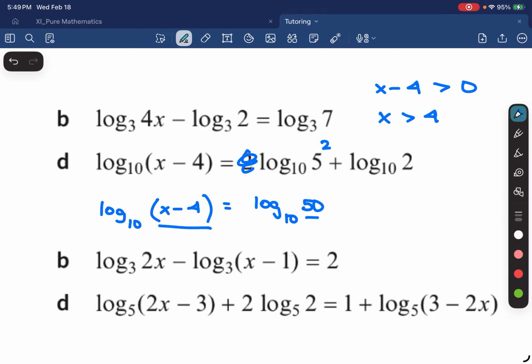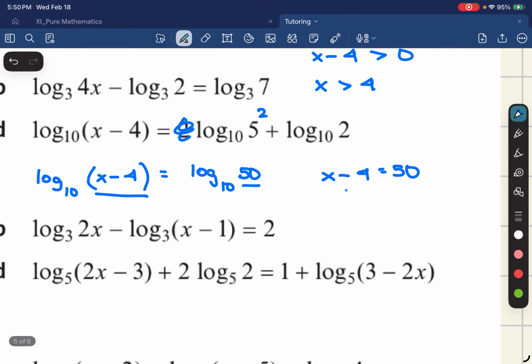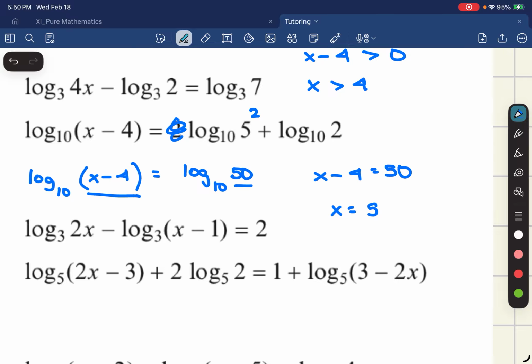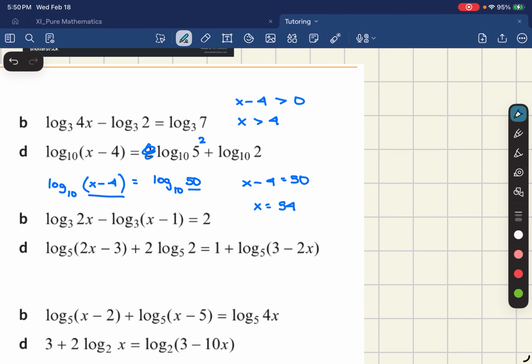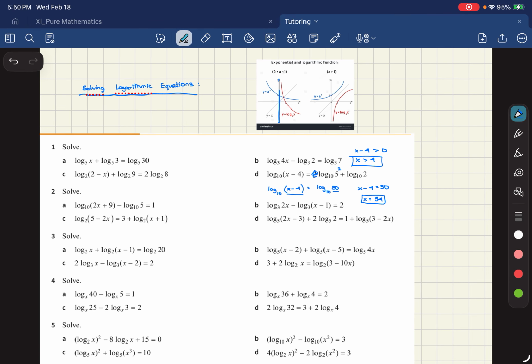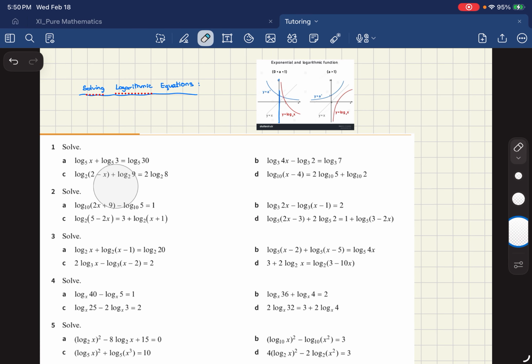Now we can say x minus 4 is equal to 50 using the same method I showed you in 1a. You can keep the base as 10 and put both sides as your exponent and get to the fact that x minus 4 is 50. So x is going to be 54, and 54 is indeed bigger than 4. So there you have it: 1a is 10, 1d is 54. Moving on to question 2.